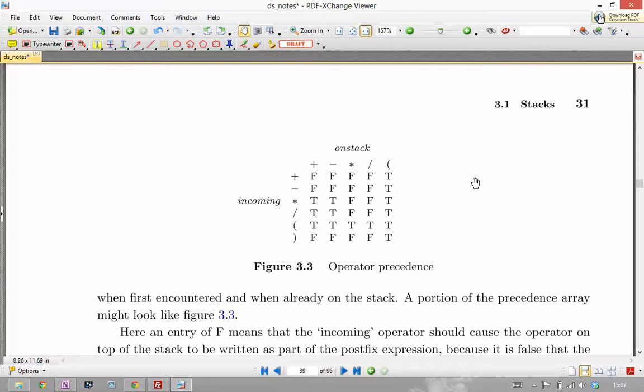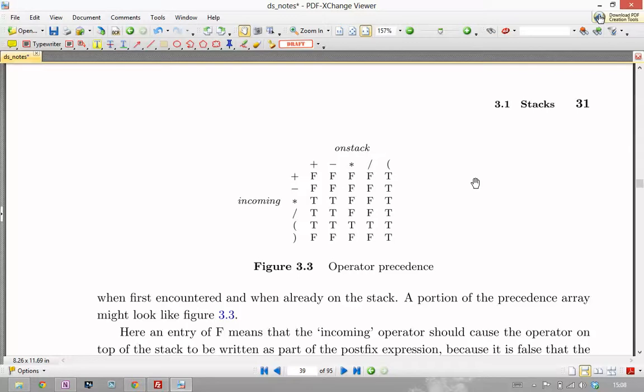Look at that array and think about it. The left side is an incoming operator. The top is an on-stack operator. And the T's and the F's are answers to the following question. Should I push? Plus incoming, plus on stack. Should I push? If plus is already on stack, that means it occurred before the plus you have in your hand, which means the plus on stack goes, which means I don't push. False.